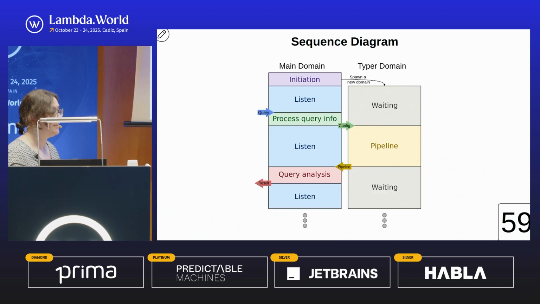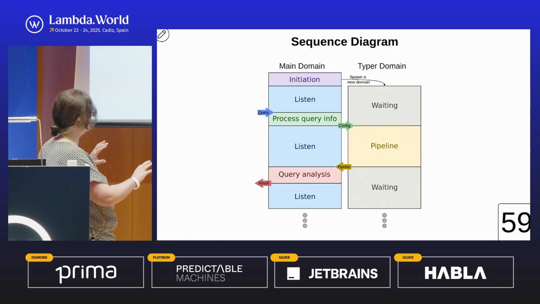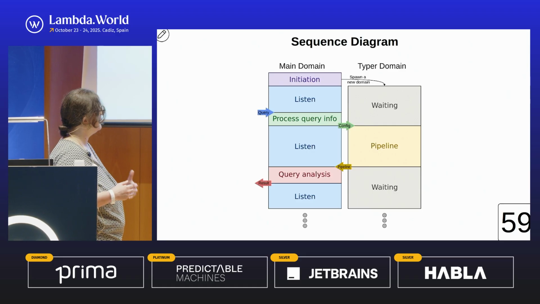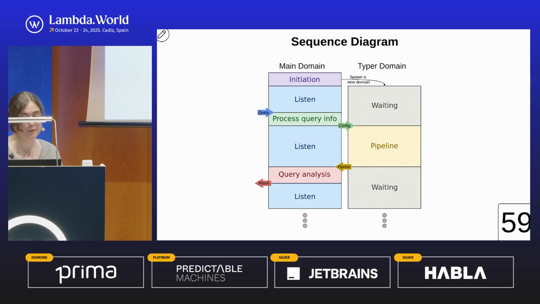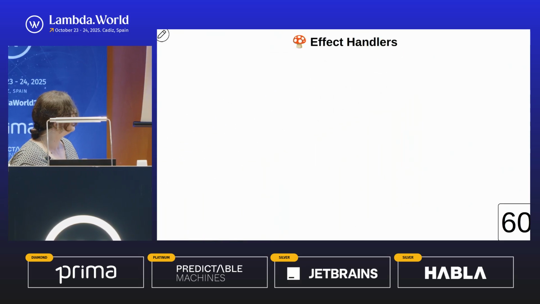So here we don't really have what we want, any of the magical tricks that we need. We don't really have parallelism between the query analysis and the pipeline computation. We don't have the early type return or the cancellation mechanism. So let's see how we used effect handlers for this mechanism.